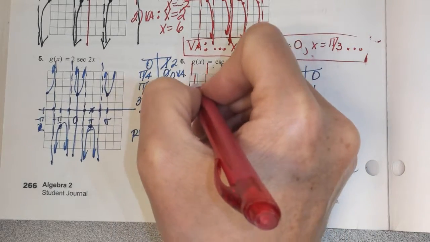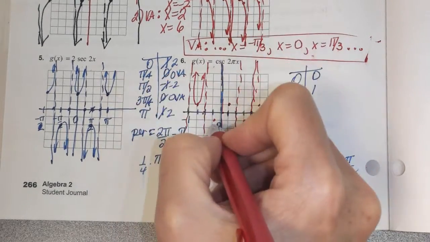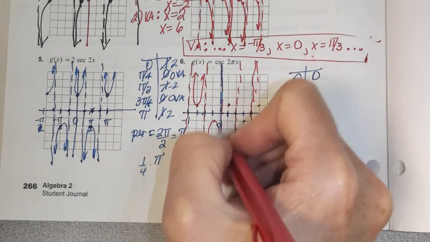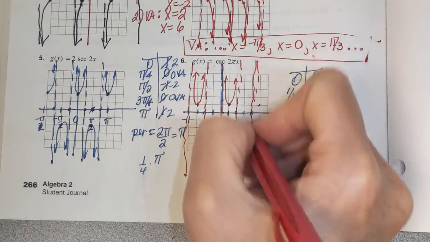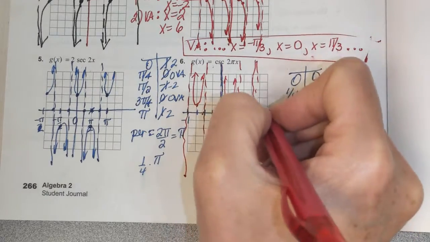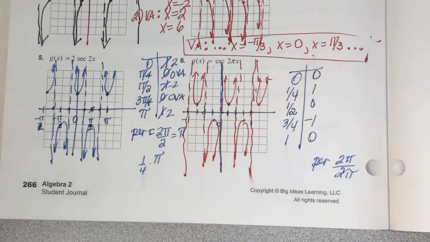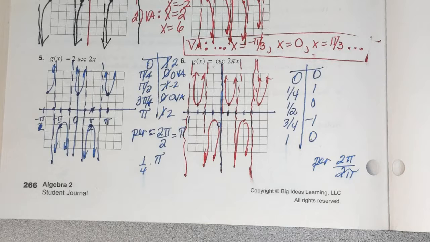Okay, so then this is going to go up like this. Down, up, down, and up. All right, not too bad, right?